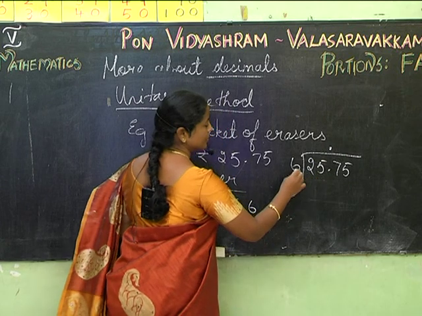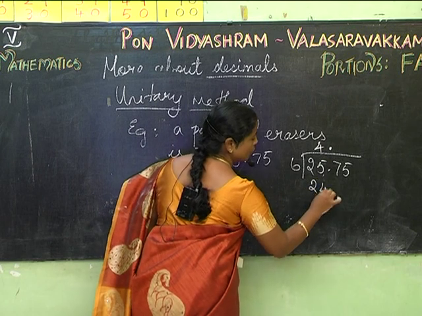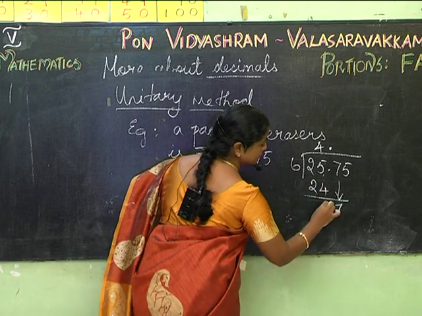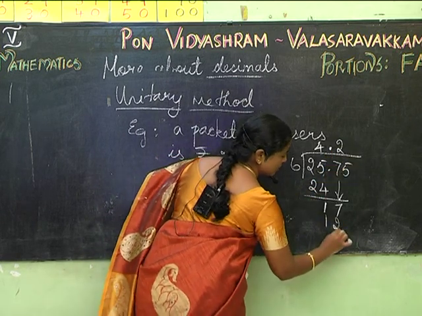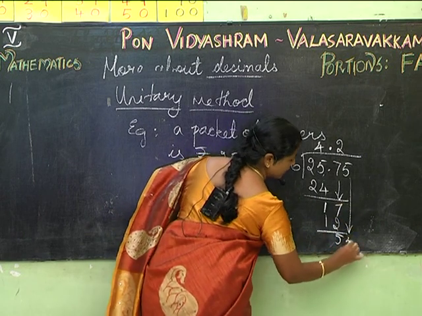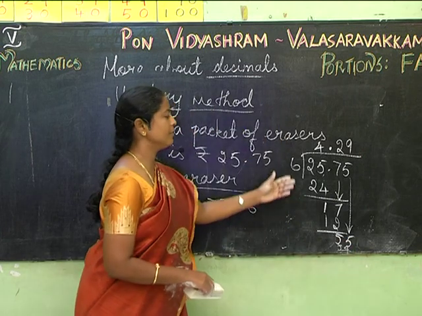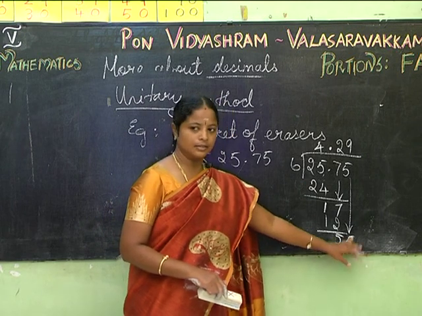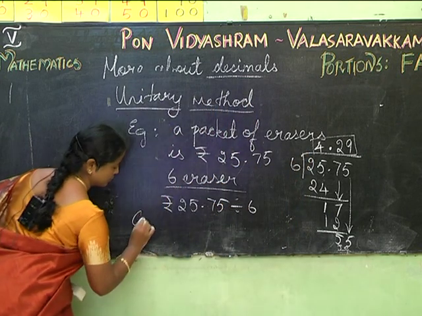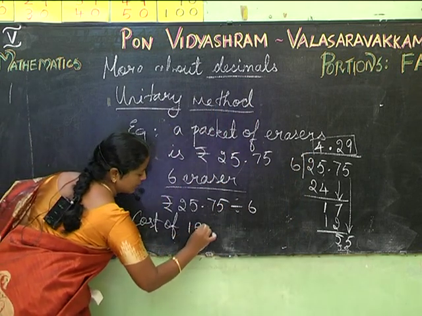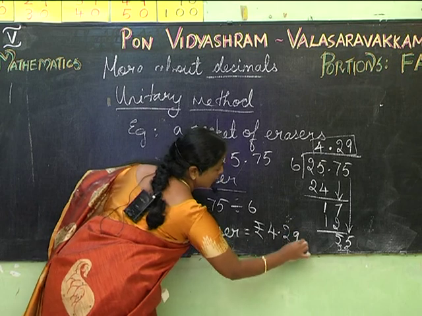Now normal division after keeping the decimal point. 6 fours are 24, remainder 1, bring down the 7. 6 twos are 12, remainder 5, bring down the 5. 6 nines are 54, and remainder 1. Sometimes even if I add zeros, the division will not end. So I'll take the cost of one eraser as rupees 4.29.